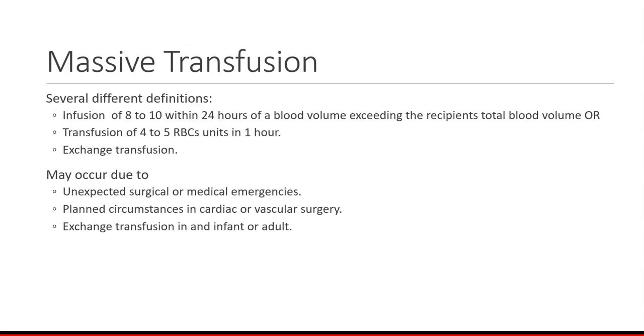So we discussed release of blood in urgent situations. The patient is bleeding, and we need a couple of units until you can start getting us cross-match compatible blood. Massive transfusion, there's several different definitions. In fact, I went out on my listserv to get what their definitions and their protocols are.